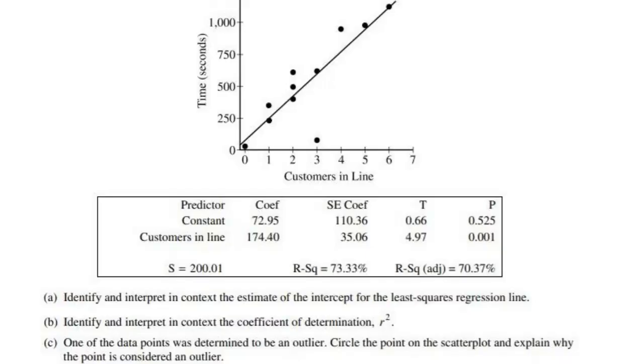So part A, identify the intercept and interpret it in context. B, identify R squared and interpret it in context. And then C, you won't be able to circle it on the scatter plot since it's only projected, but you should be able to identify what the outlier is and explain why it's an outlier. What is it? What feature of it is it that makes it an outlier?